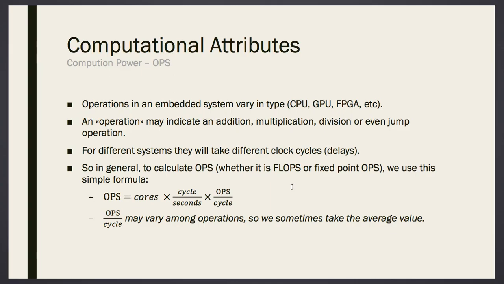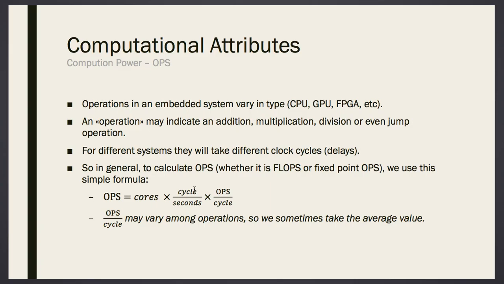So in general, to calculate OPS in any context, whether it's flops or fixed point OPS or integer OPS, IOPS, we use a simple formula. Operations per second is the number of cores. Cores is the number of operating devices. So if it's a CPU, how many cores you have. If it's a GPU, how many GPU cores you have. Or if it's an FPGA, it has a different way of calculating it. So the number of cores, because they will work in parallel.